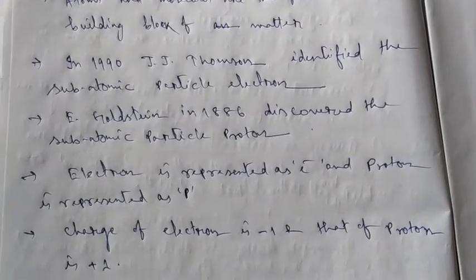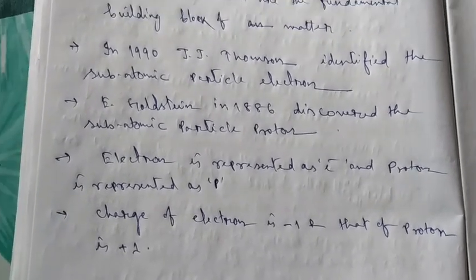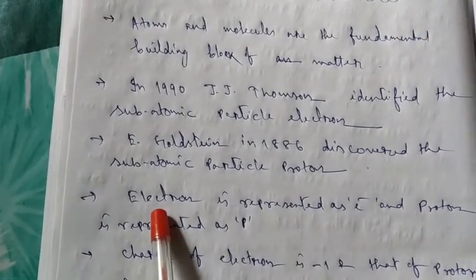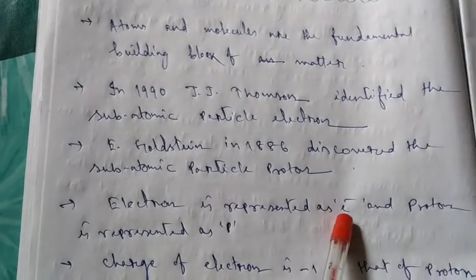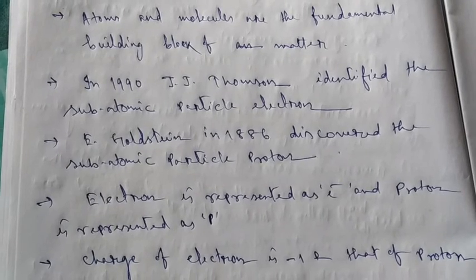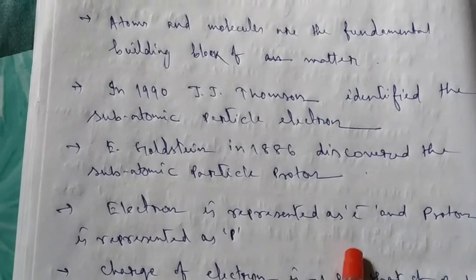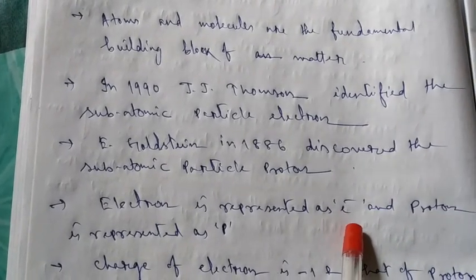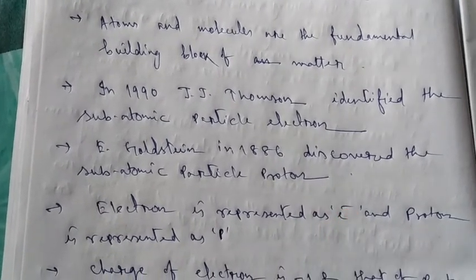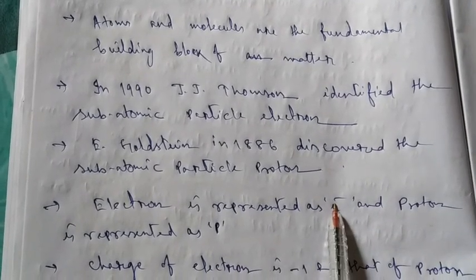Now, how is the electron, at first, represented? That means how will the electron be symbolically represented, and how can you know that this is an electron? So the electron is represented as e negative. It means the charge of the electron was considered negative and its symbol was written e negative. If e negative is there, it means electron. The e indicates electron, and this minus indicates the charge of the electron is negative.